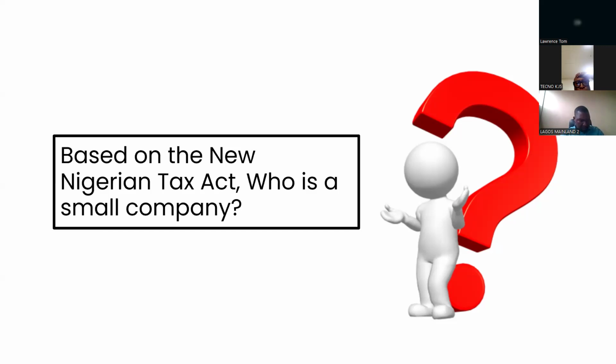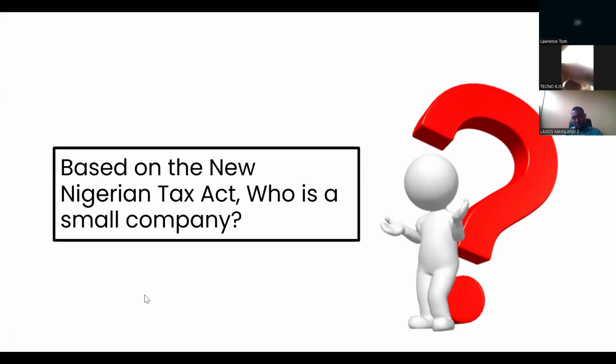Okay. So I want to ask again, based on the new Nigerian Tax Administration Act, who is a small business? Someone whose income is 51 million and above. The income is what? 51 million. I think it's 25 million and below. Okay, 50 million and less. I think under the new Nigerian tax, it is 50 million and below. A small company has turnover less than 50 million and also fixed assets less than 250 million.